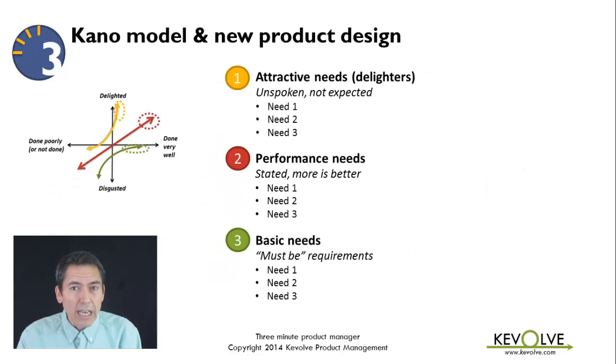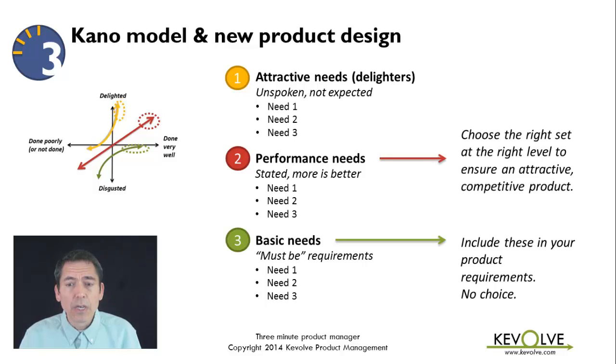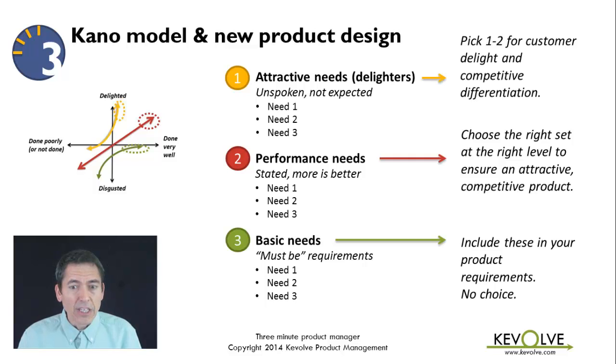Then we can use that and turn those into product requirements and new product design. If you think about the basic needs, as you're designing new products, you just have to meet these requirements. There's really no choice. Then we go to performance needs, and what you want to do here is choose the right set at the right level to ensure an attractive, competitive product. And then for the attractive needs, you want to pick 1 or 2 of these from your deep customer understanding and include them in your product for competitive differentiation and customer delight.